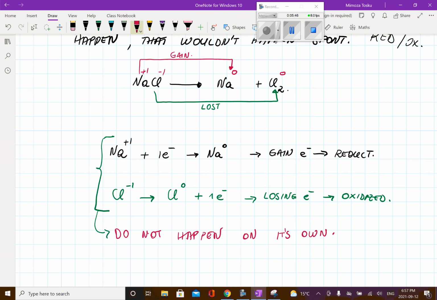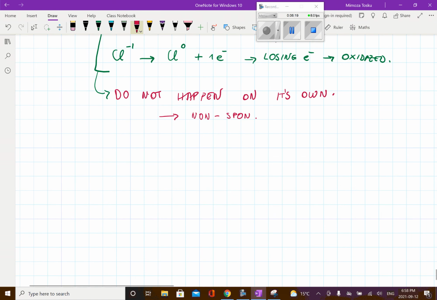You can see even from the table in your data booklet on page 7 that this is not happening on its own, and in chemistry we say that this is a non-spontaneous reaction. Therefore, to make this happen, we force this process to happen. And how do we force this? Through a battery. Batteries have two poles, positive and negative.